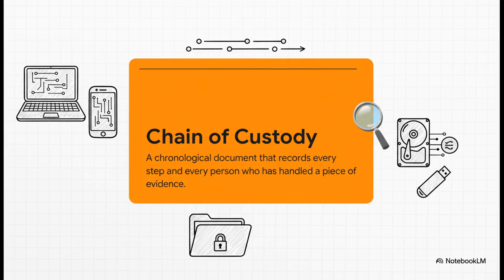Now, running alongside all this technical stuff, there's a crucial legal process. It's called the chain of custody, and you can think of it as the evidence's biography. It's this super meticulous log that tracks every single person who has handled the evidence, from the second it was seized until the moment it's presented in court. This is how you prove it was never left alone or tampered with.